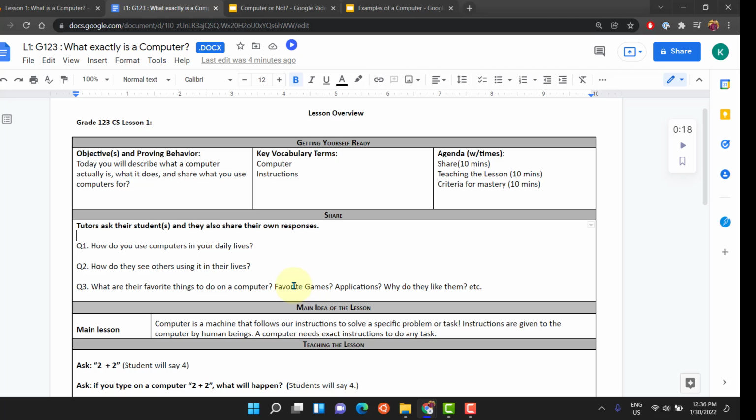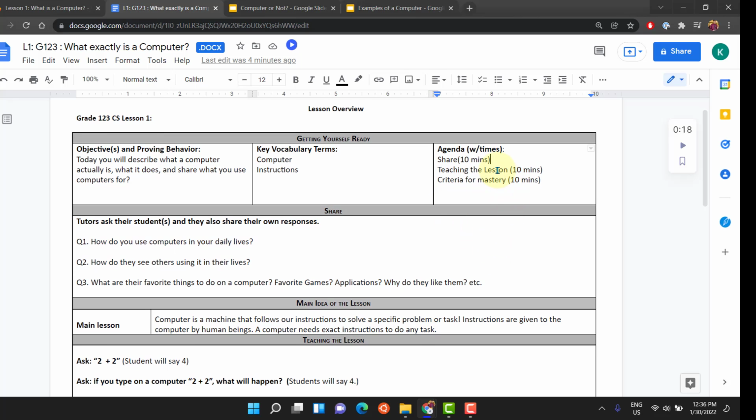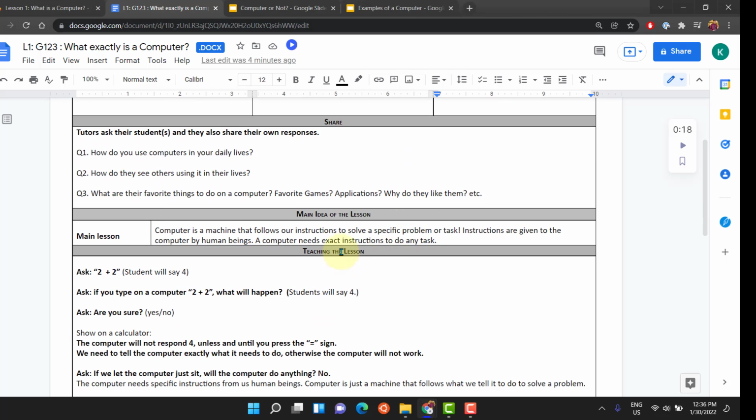What do you like to do and stuff? You want to talk about that for 10 minutes. This is just an approximate timing, but you can take 5 minutes, maybe 12 minutes, depending on how the conversation is going. And the second part is teaching the lesson, which is over here.